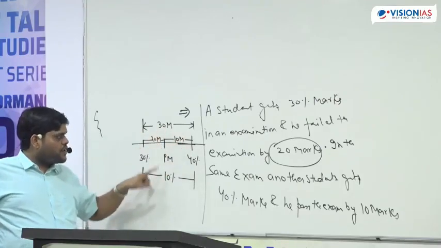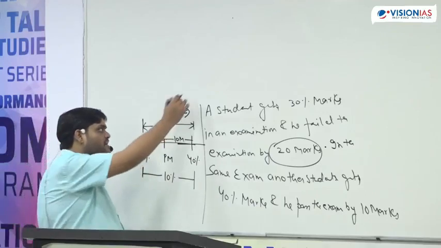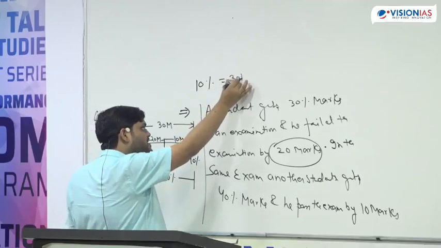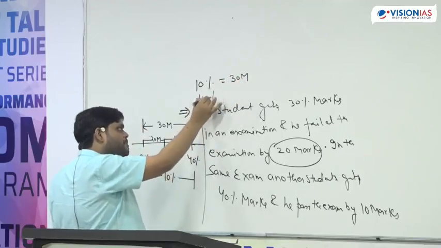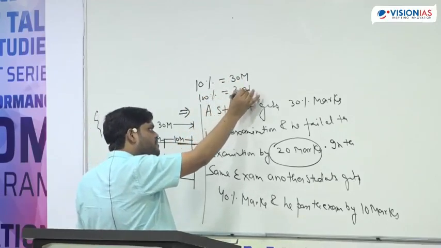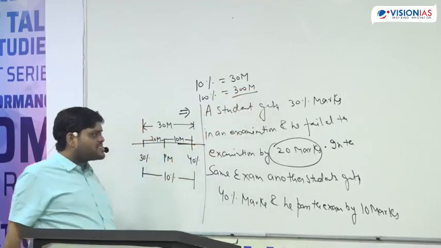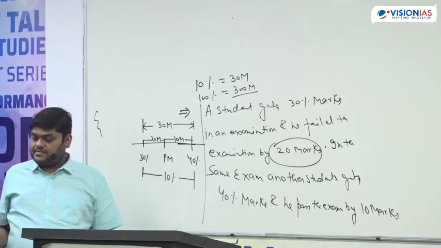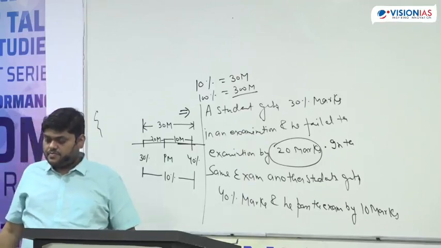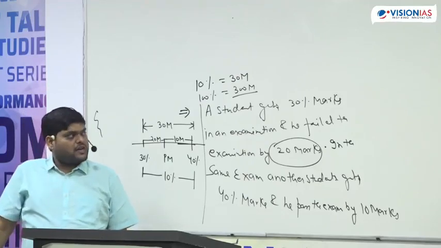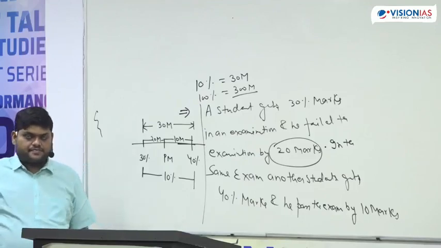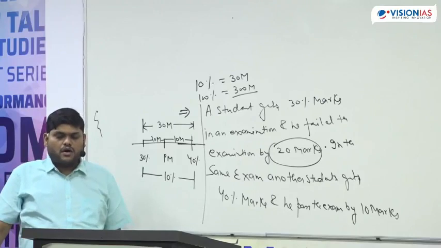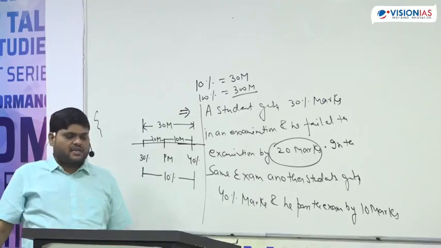And both are showing the same thing. So from here we can say that 10% is equal to 30 marks. So 100% is equal to 300 marks. That means total marks is 300.